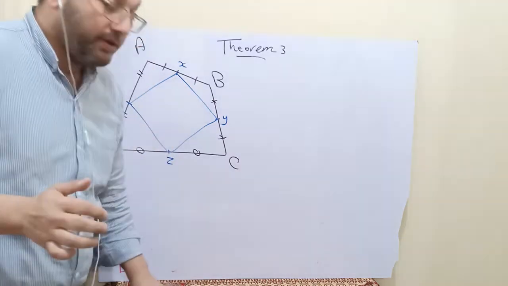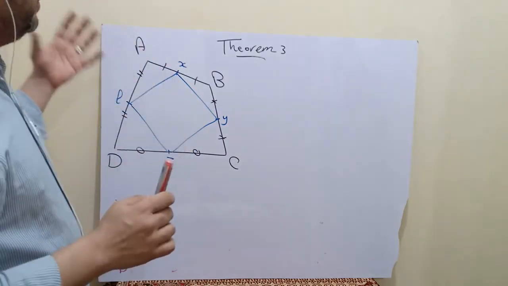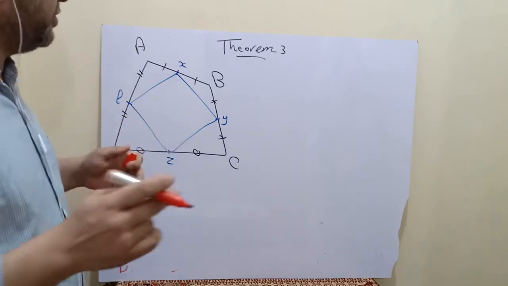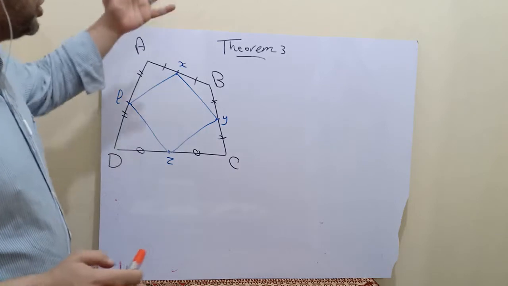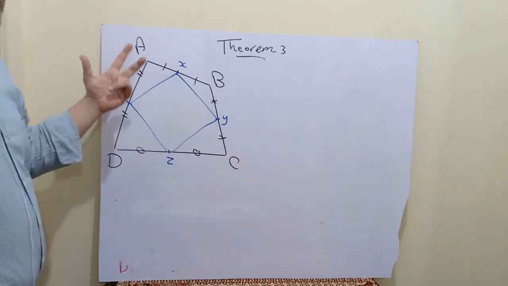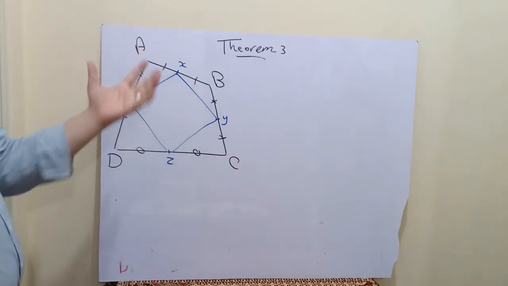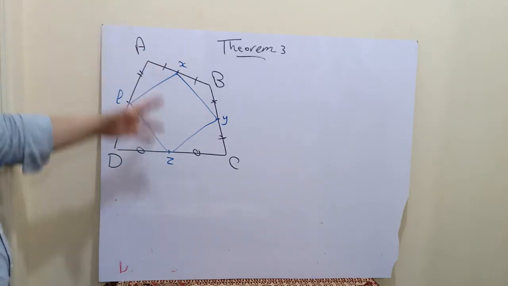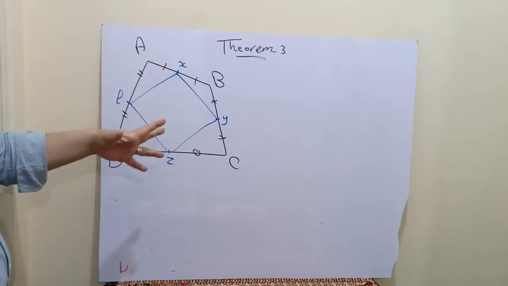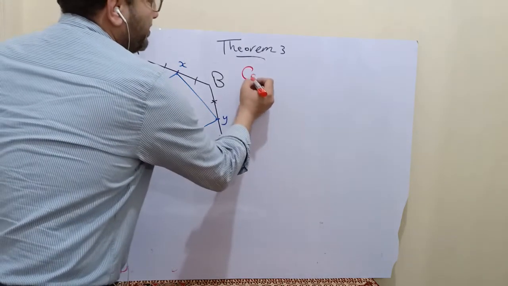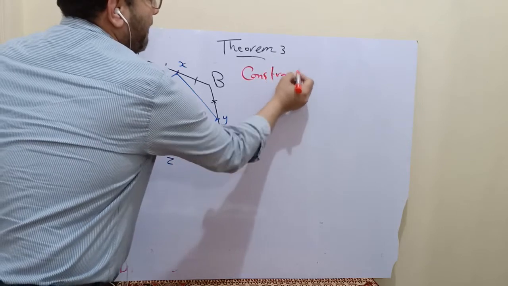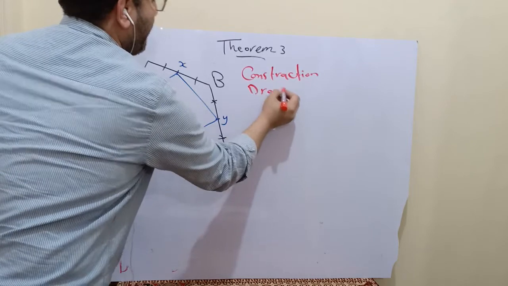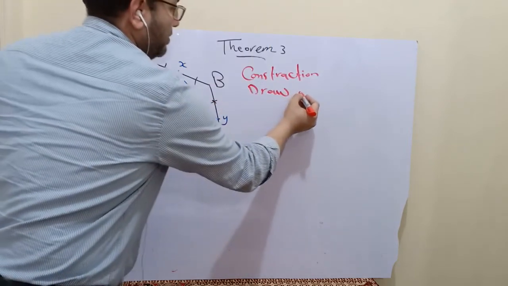Take care this theorem using in triangle, not in quadrilaterals. Then we will draw a construction to convert this quadrilateral into 2 triangles. We will draw BD or AC, one of its diagonals. Then we will make construction, draw BD.